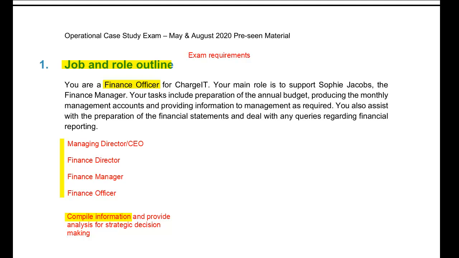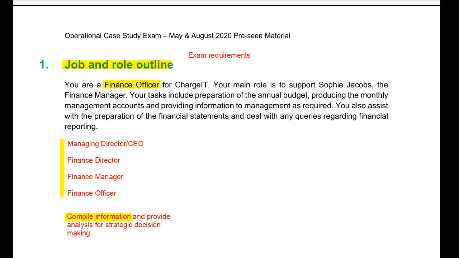Essentially, in the context of your exam, the ability to compile information is your opportunity to demonstrate the accounting knowledge that you have accrued over the course of your CIMA studies so far. So here we're talking about, can you demonstrate your financial accounting knowledge from F1? Can you demonstrate your management accounting knowledge from P1? And can you demonstrate your wider business knowledge that you've acquired over the course of your E1 studies?